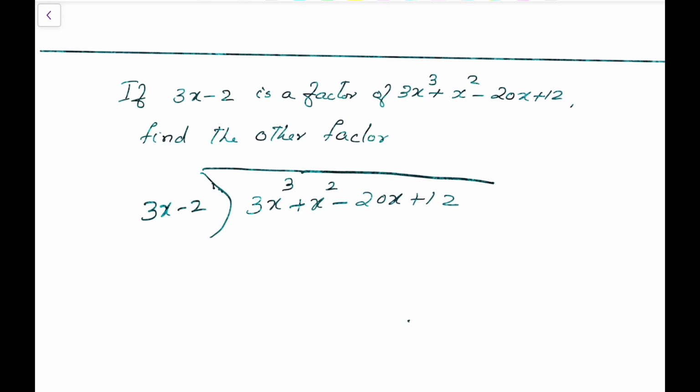So, here you remember 3x minus 2 is a factor. So, when you do the division, you have to get the remainder as 0. In case you do not get it, then you would have made some mistake. So, that is one small tip to find out whether you have done it correctly or not.